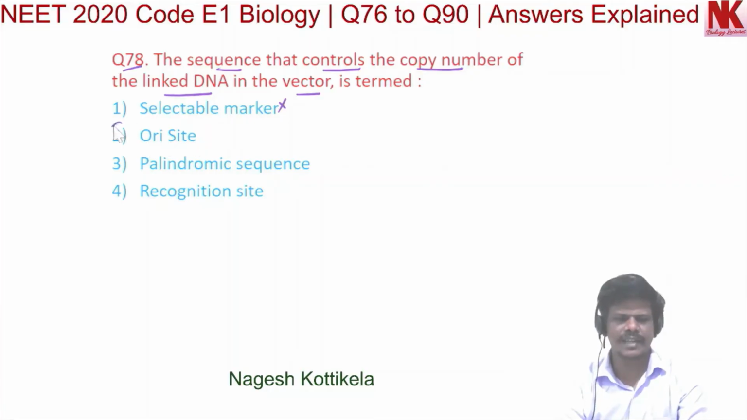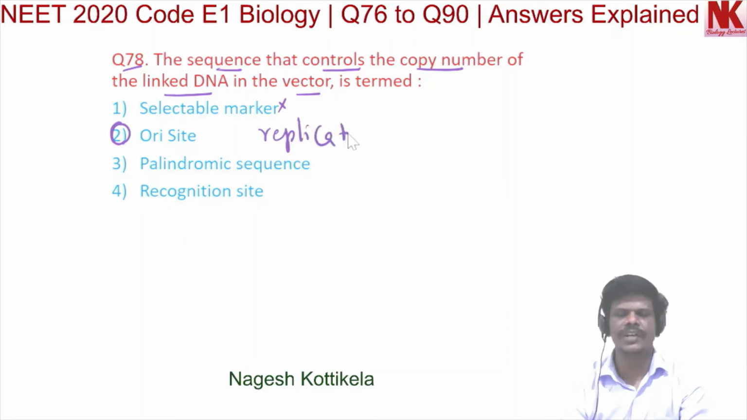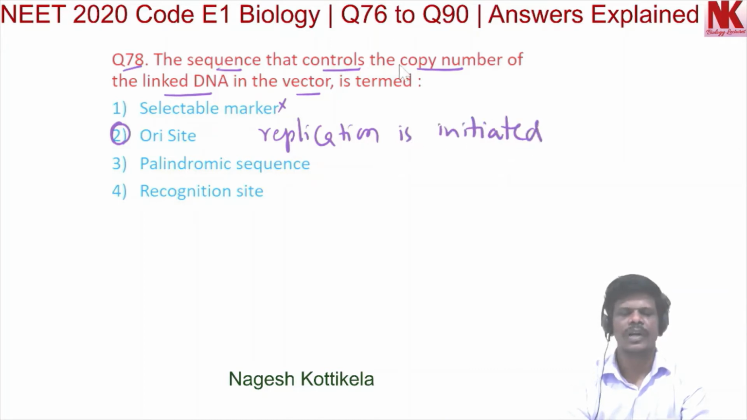Yes, this is the correct option, because the ORI site is a particular sequence in the genome at which replication is initiated. So it can control the copy number of the linked DNA in the vector. And obviously the palindromic sequence and recognition site options are wrong.